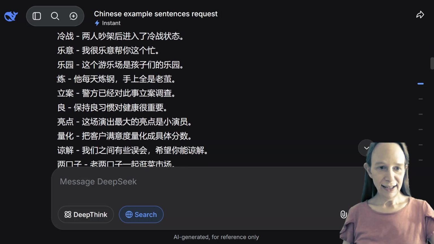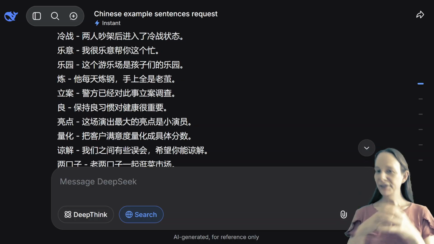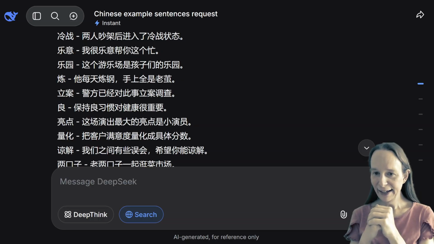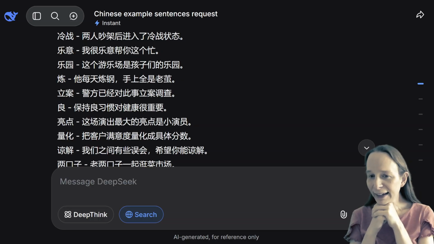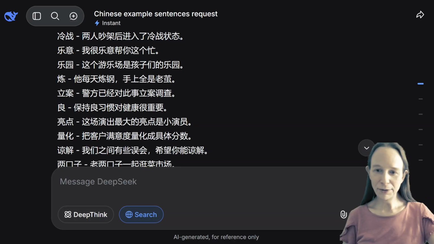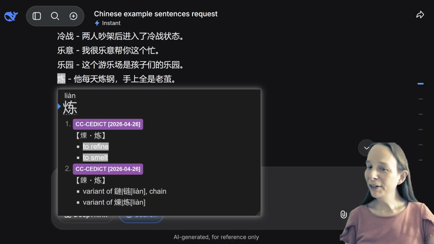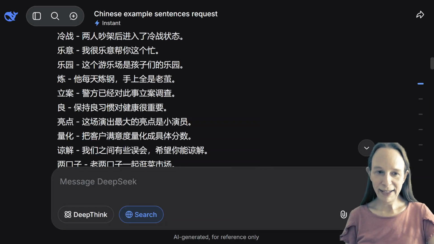All right. Right, where were we? Sorry. Lian. Lian refers to a kind of refinement or something like this. It's used in a variety of words. I'm not entirely sure what it means by itself. Lian. Refined, smelt, but often figuratively. Not necessarily though. 每天炼钢. All right.